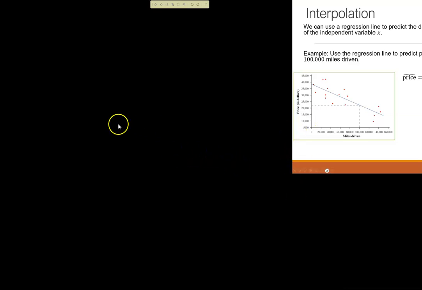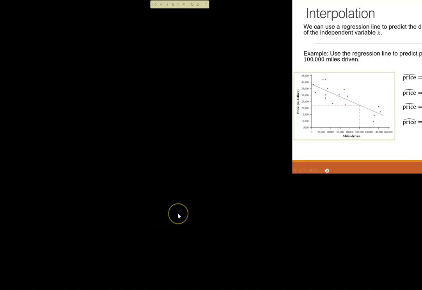Okay. So if I want to use the regression line to predict the value of a car with 100,000 miles on it, I am just going to plug 100,000 in for miles driven and grind that through the calculator. So I get about $21,967. That's equivalent to tracing up from 100,000 to the regression line, then tracing over and reading the value from the y-axis. Is everyone okay with that?